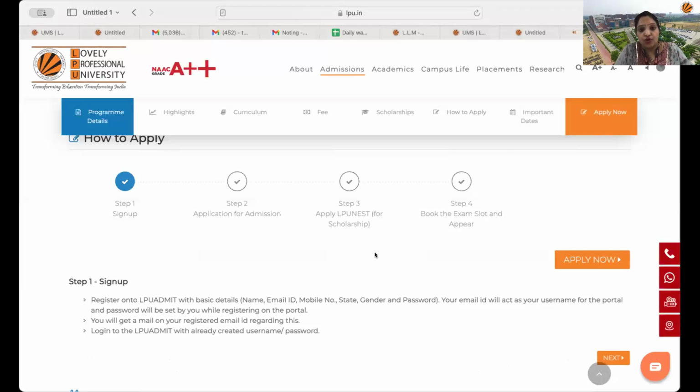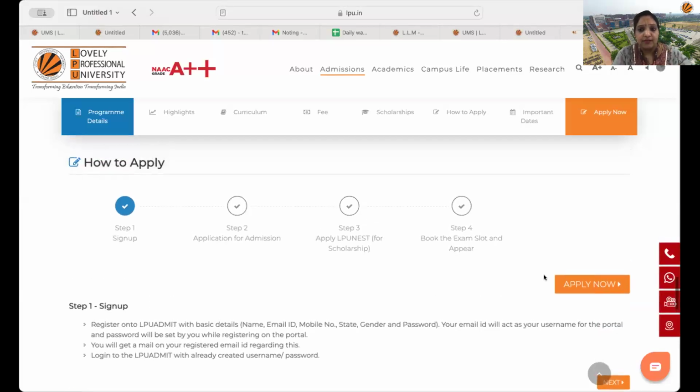So you book your admission by paying the provisional amount, and then you can apply for LPU Nest for the better scholarship, because LPU Nest is not mandatory. So in any case, if you have any kind of query, feel free to connect with us by scheduling a call, by just doing WhatsApp to us, by live video counseling, or you can find out the LPU in your town. So these are the ways through which you can get back to us.